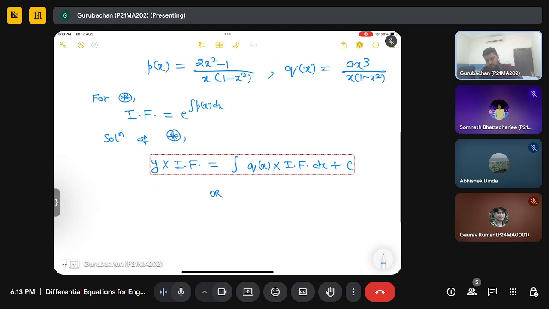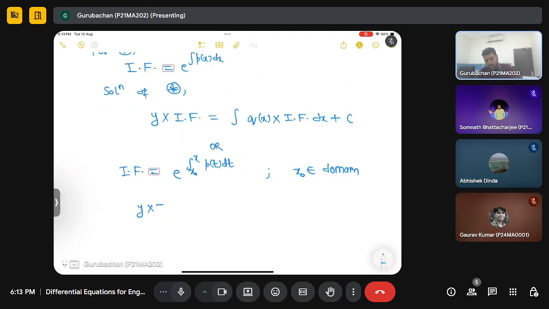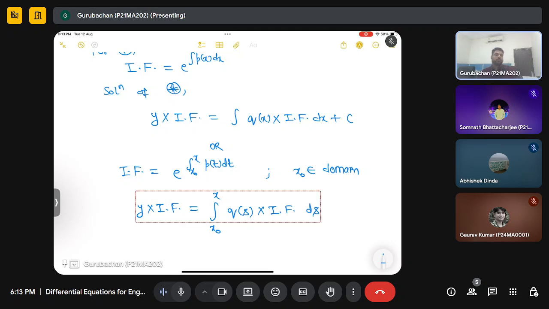Or you may also write it like this: if we assume there is a constant, we can use the definite integral form from x0 to x, where x0 is any point from the domain, then the solution will be this, with the integral from x0 to x of q(t) times the integrating factor dt. So this is our general solution.